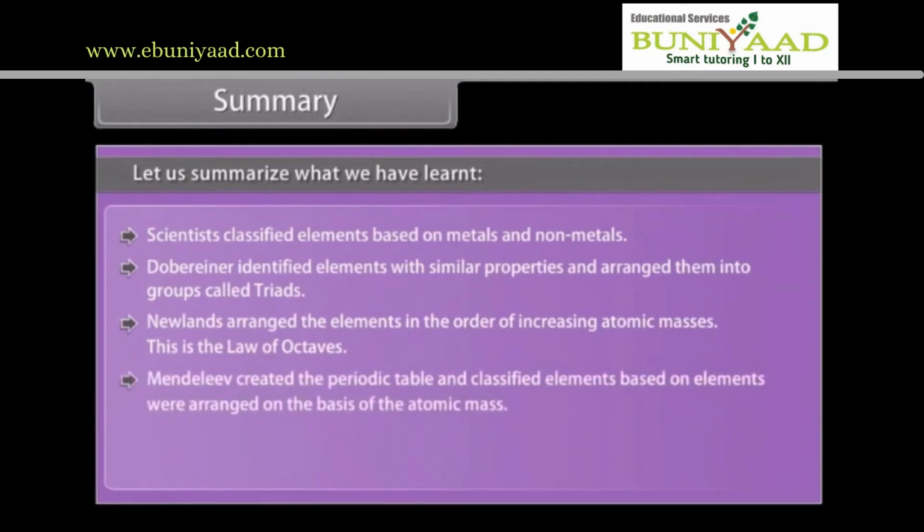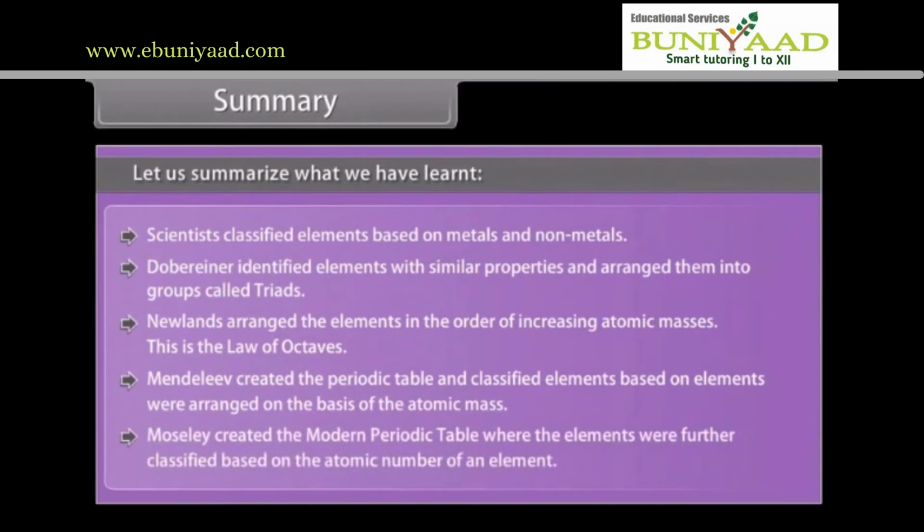Mendeleev created the periodic table, in which elements were arranged on the basis of atomic mass. Moseley created the modern periodic table where the elements were further classified based on the atomic number of an element.